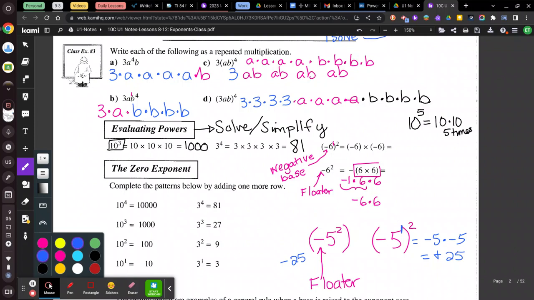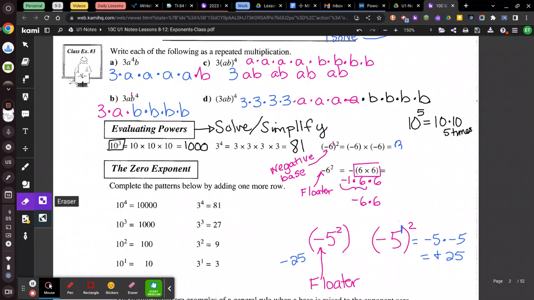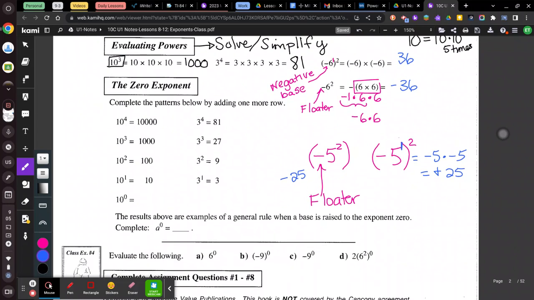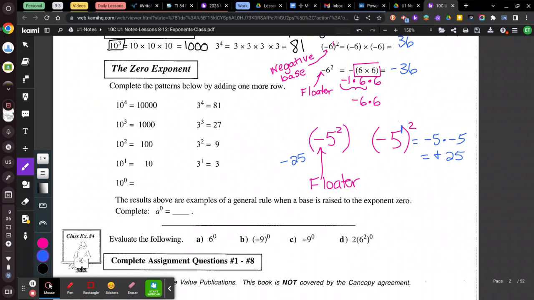All right, so this first one will give us a positive 36, and just like the one below, this one will give us a negative 36 because of the floater. Okay, because of the negative 1 being multiplied in. So that guy's a floater. That's the difference. Now we're going to take a look at the zero exponent.